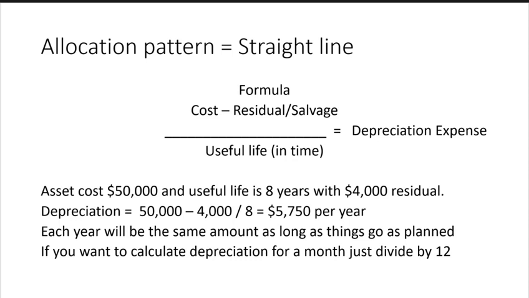So for instance, there's an example, 50,000, okay, minus the residual divided by 8 equals 5,750 per year. That would be every year as long as things go as planned. As long as something doesn't happen to the machine or whatever, we will do that. 5,750 per year for 8 years. At the end of those 8 years, we'll have depreciated 46,000, right? The 50 minus the 4, and we'll still have $4,000, which is what we expect to sell it for at the end.